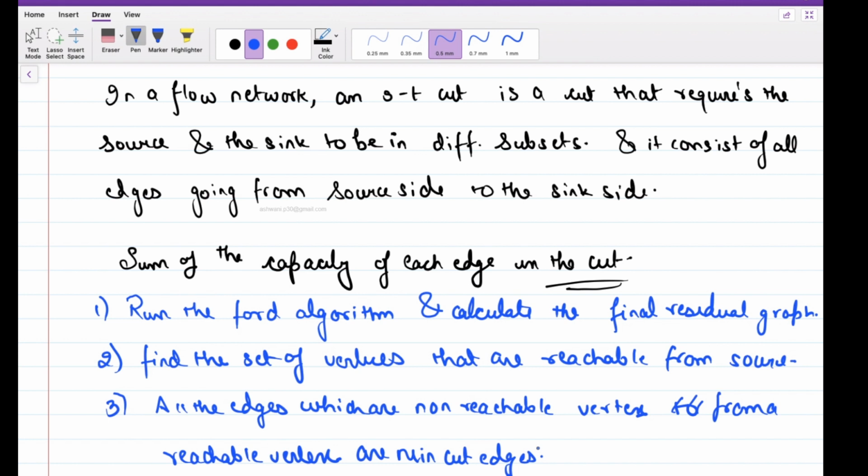So for calculating the minimum cut, all we have to do is find the final residual graph, and then get all the vertices that are reachable from the source. All the edges from a reachable vertex to a non-reachable vertex are our minimum cut edges. So I hope the logic for finding the minimum cut value inside a network graph is clear to you all.